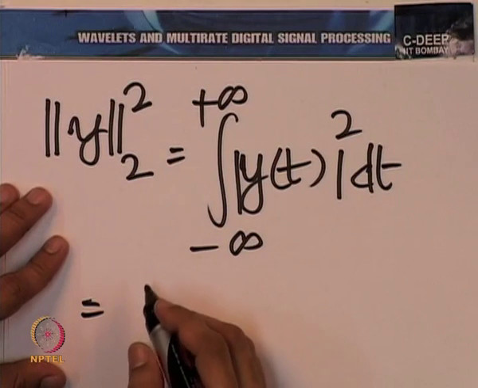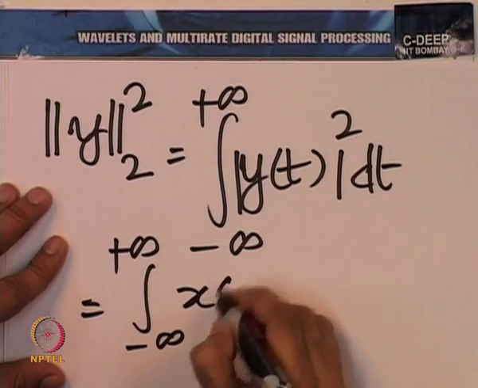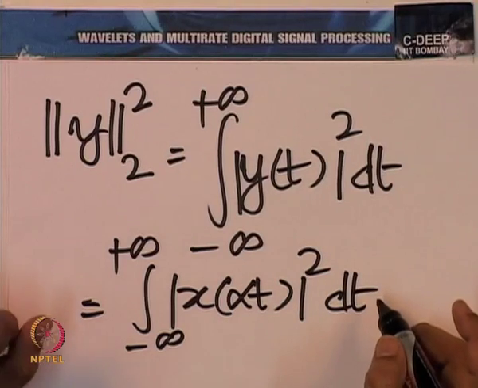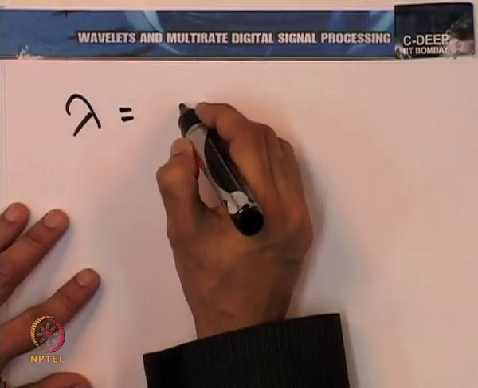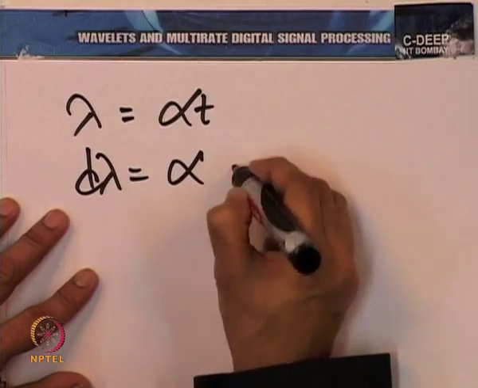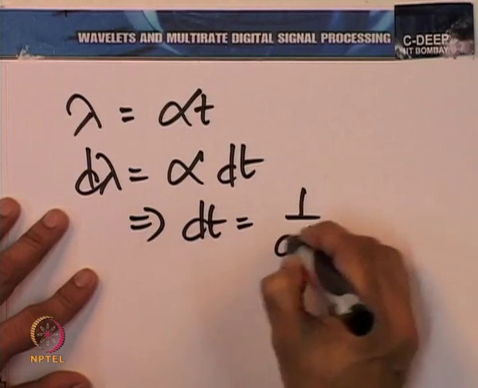The L2 norm squared, I mean. And of course, this is easily seen to be mod x alpha t squared dt. Now, it is an easy integral to evaluate. All that we need to do is to make a transformation of variable. So, we have lambda is alpha t, whereupon d lambda is alpha dt, and therefore, dt is 1 by alpha d lambda.